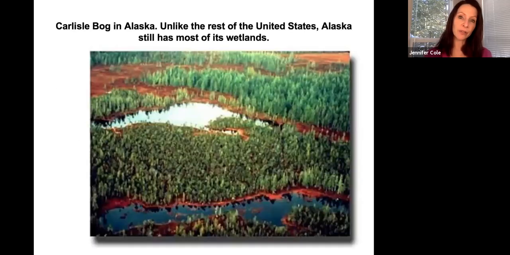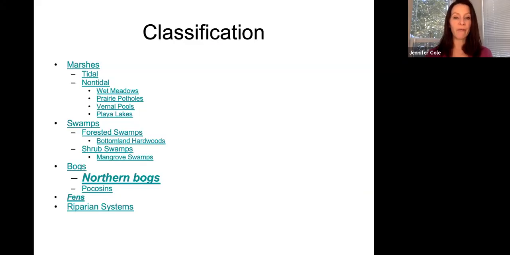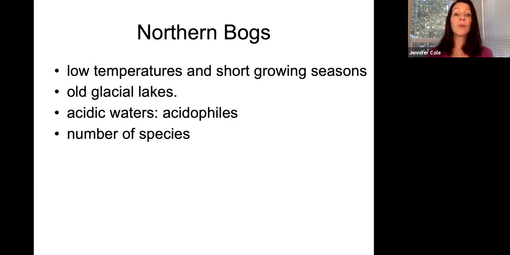They're very slow growing. This is Carlisle Bog in Alaska. So you can see it's all sphagnum moss, and where it's a little bit higher, you have tamarack trees and some trees that are able to grow in the higher parts of the bog. The northern bogs have a really short growing season, so there are low temperatures. There's not a lot of productivity that goes on. And again, a lot of acid in this region.